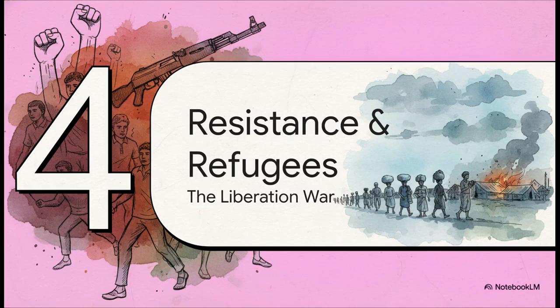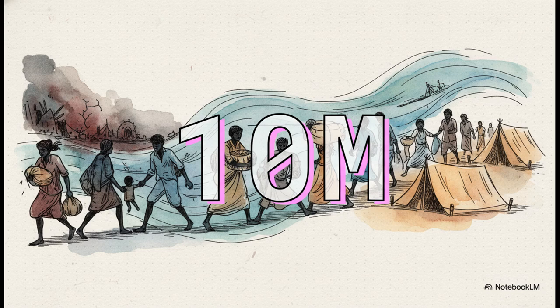Moving into Part 4, Resistance and Refugees. 10 million. Just let that number sink in. Roughly 10 million people fled their homes, pouring across the border into India as refugees to escape the terror. This massive displacement is honestly some of the most undeniable evidence of the sheer scale of the violence. People just do not pack up and leave their homes by the millions unless it is literally a matter of life and death. It created one of the absolute largest refugee crises in modern history.